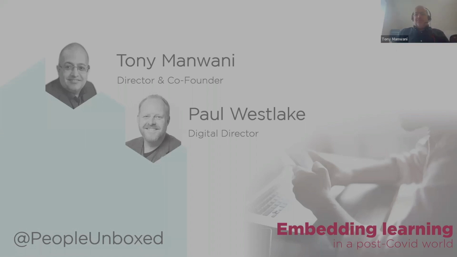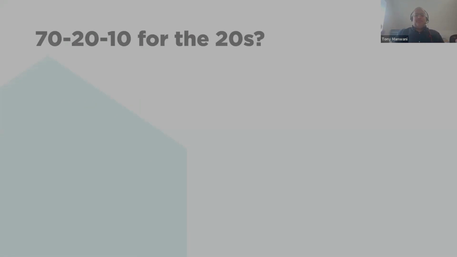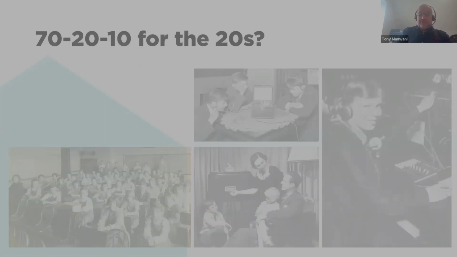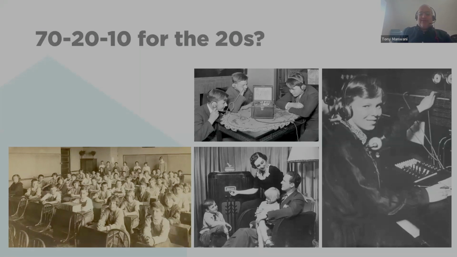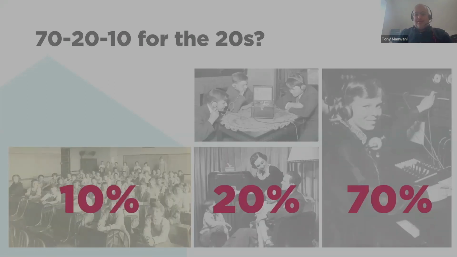Okay, thanks, Paul. So we'll get started. First of all, we thought, let's look at 70-20-10 for the 20s. What's it all about? If you Google learning in the 20s, you actually get this. Ironically, although it looks really ancient, it's probably not changed as much as you might think. We've still got that learning in classroom, that formal delivery, that 10% traditional formal learning. We've got the 20% learning from others, whether that's in groups or from media. And we've still got the 70% that's learning by doing in the job, in the role.